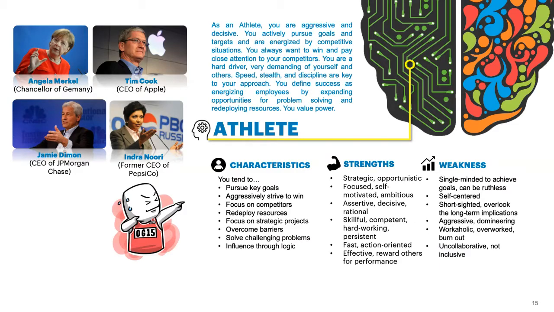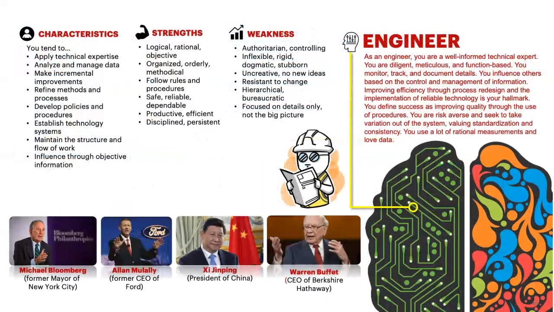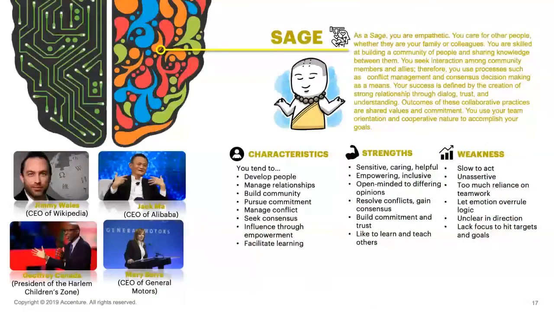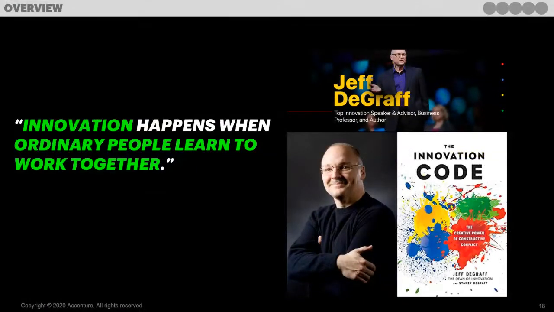For those who are engineers, guys, these are the people that you may want to emulate, like Xi Jinping and Warren Buffett. For those sages who are actually very much connected to their emotions, Jack Ma is another example, and the CEO of Wikipedia, Jimmy Wales. So again, this exercise is an adoption of The Innovation Code of Jeff DeGraff, and it's very, very useful if you are into innovation.